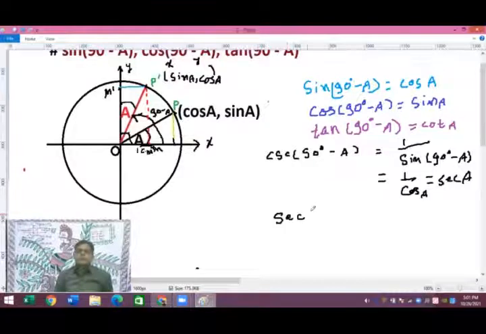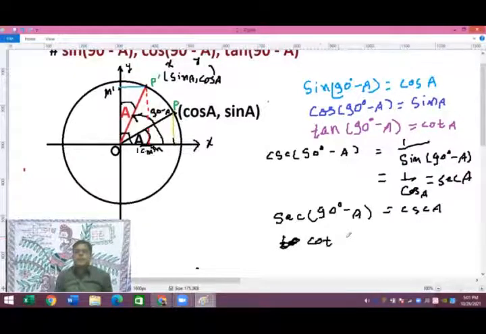sec (90 degrees minus A) will be equal to cosec A, and cot (90 degrees minus A) will be equal to tan A.